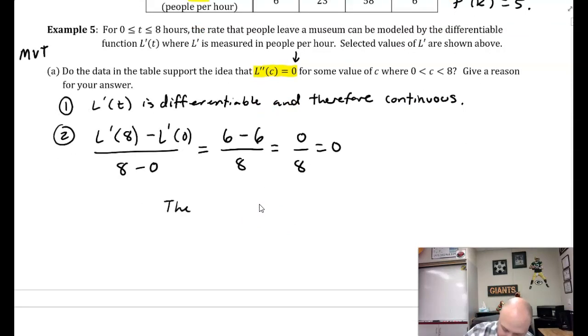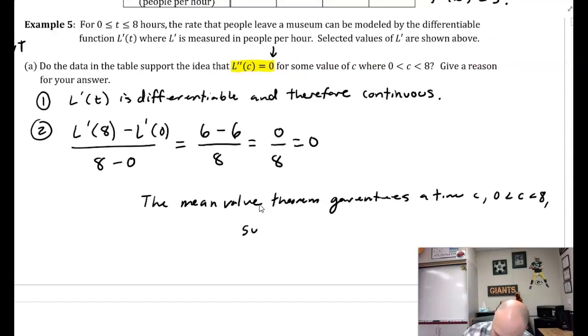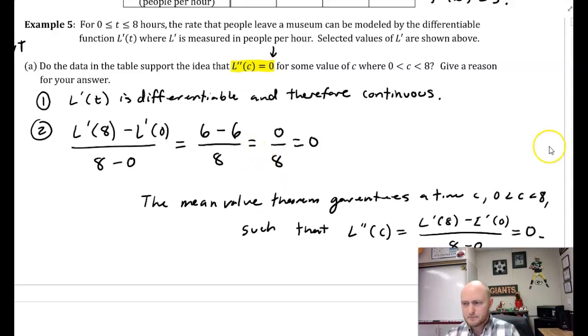So we say the mean value theorem guarantees a time C for 0 is less than C less than 8, comma, such that L double prime of C is equal to L prime of 8 minus L prime of 0 over 8 minus 0, which is equal to 0. Okay? Awesome.